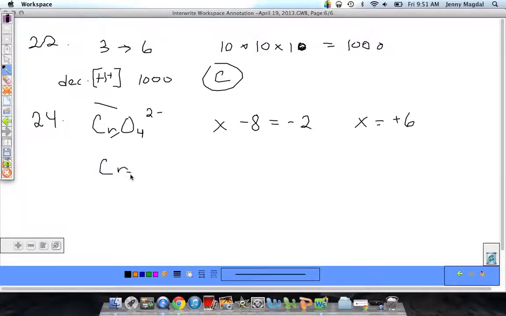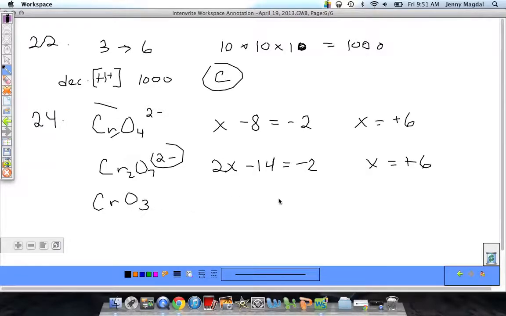The second one, Cr2O7 2-, I have 2 chromiums this time, so 2 times my unknown. Oxygen again is always -2, so -2 times 7 is -14. It's going to be equal to, again, my overall charge of -2. So I rearranged that, my X is again +6. So not my answer.